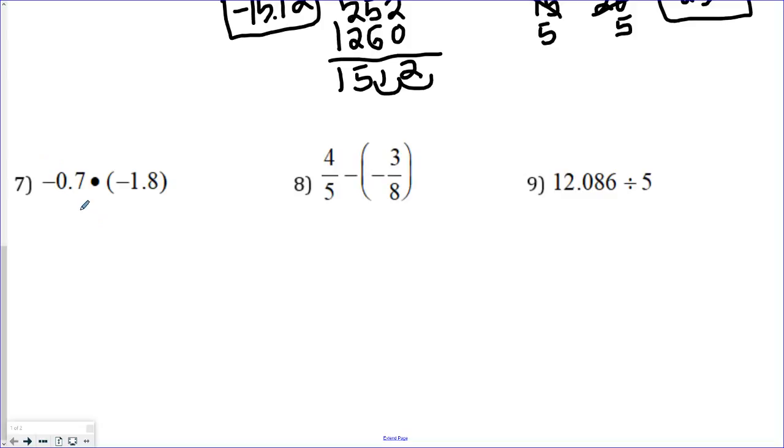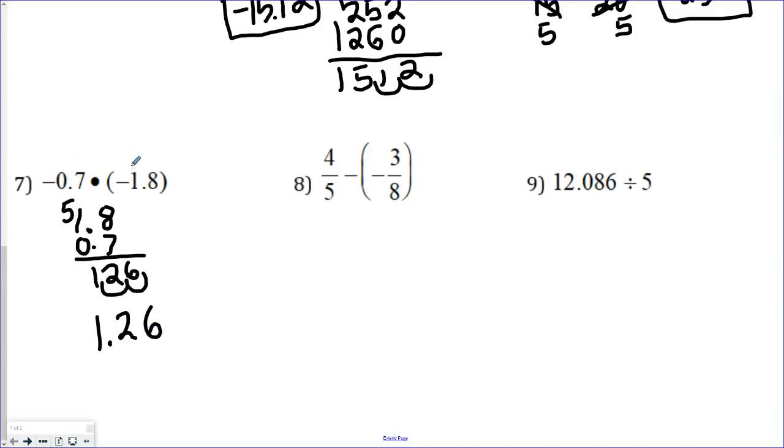For this one, again, I'm going to set it up as long multiplication and just work it through. So 7 times 8, that's 56. So 6, carry the 5. 7 times 1 is 7, plus 5 is 12. I could do the zeros if I wanted to, but I'm not going to bother with it because there's going to be a bunch of zeros. So in this case, I have 2 numbers behind the decimal, so jump it up twice. I get 1.26. Then I have to decide, is it positive or negative?